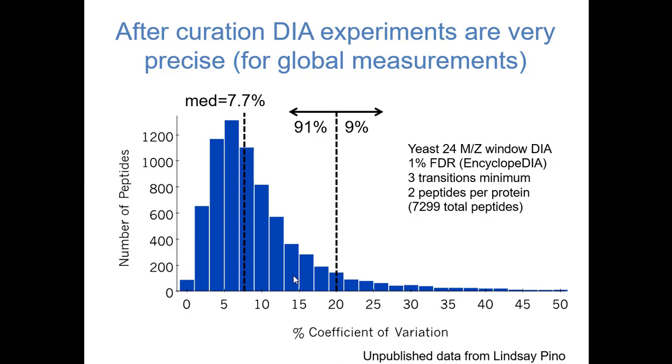If you're working in yeast or E. coli or a smaller model organism, this is typically what we end up seeing. If you're working in human cells or tissues, the CV is larger, not just because of the proteome, but because of the complexity of actually doing the sample prep. But the idea is still very much the same in terms of we typically get much lower CVs than you do with a DDA experiment.